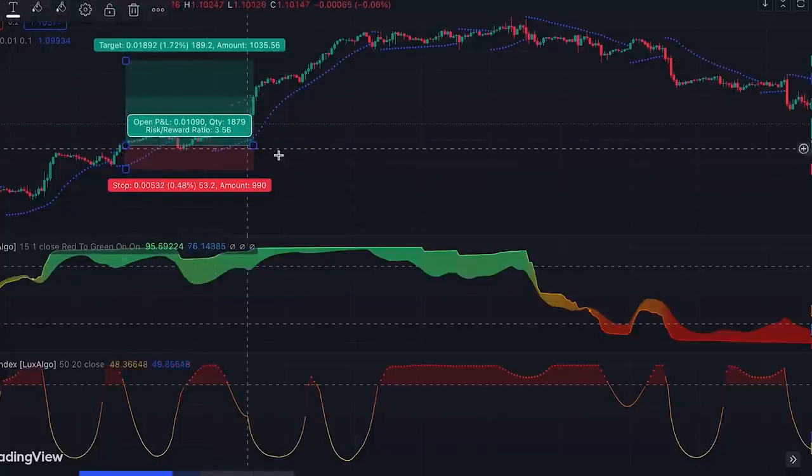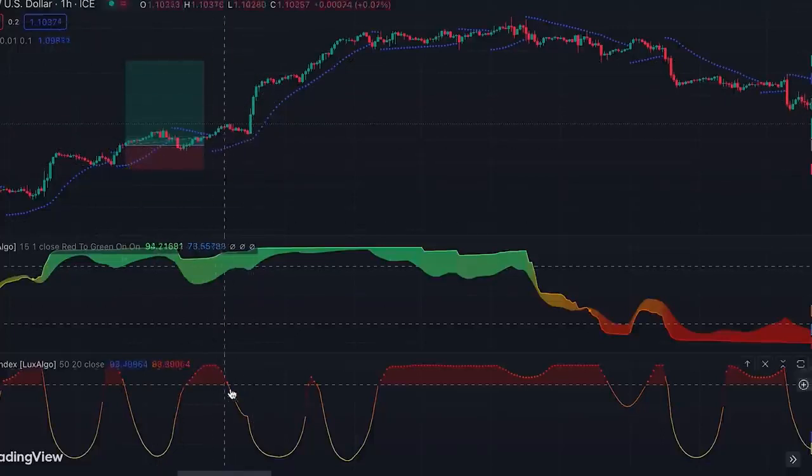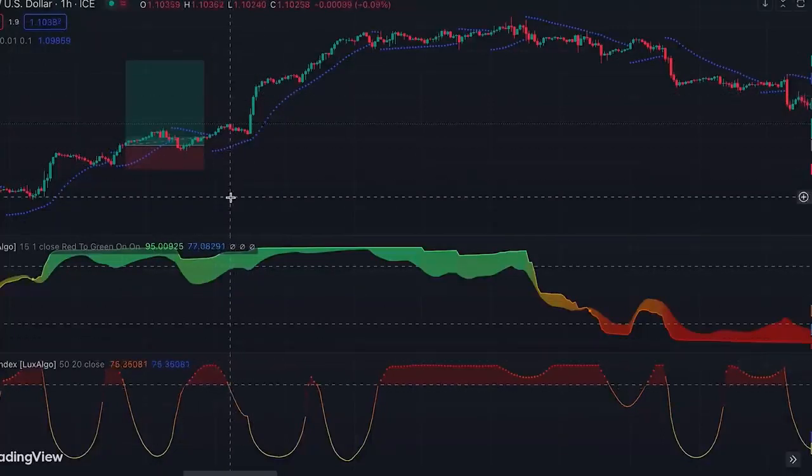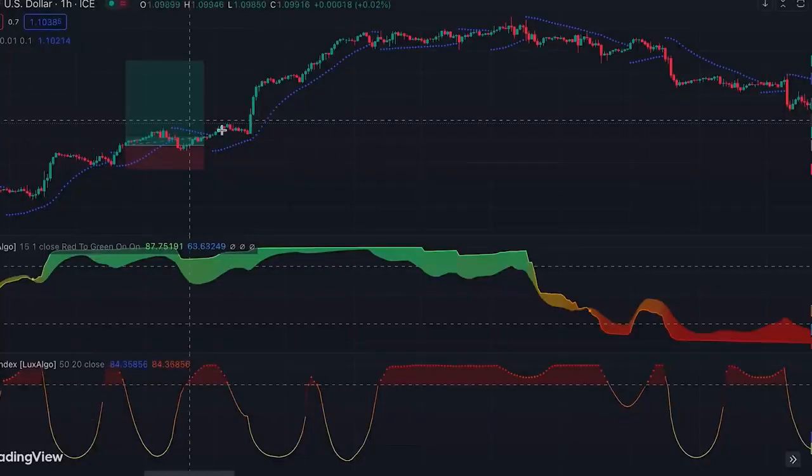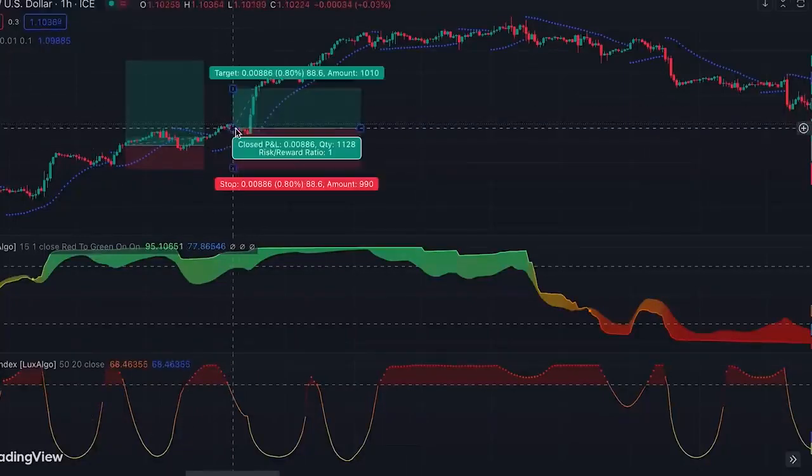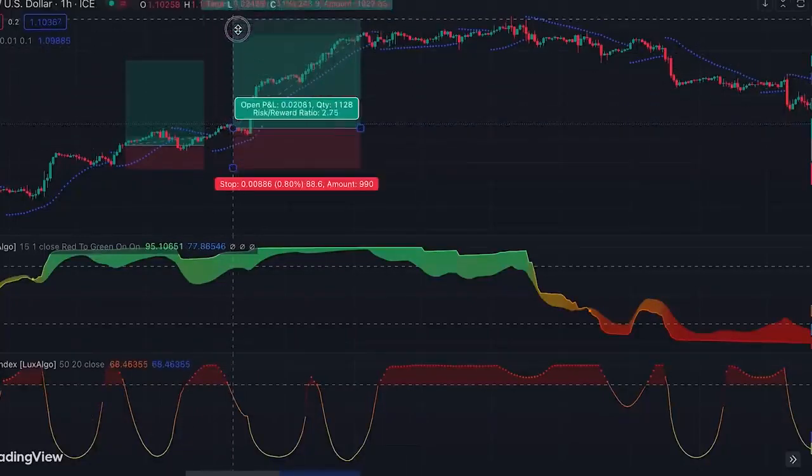and as you can see, it's a profitable trade. After this trade, we got another signal here, which is a confirmed signal, so we can enter another long position here at this point, and this trade is also a profitable trade, as you can see.